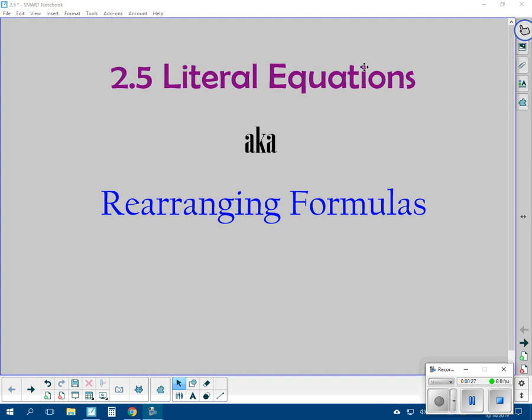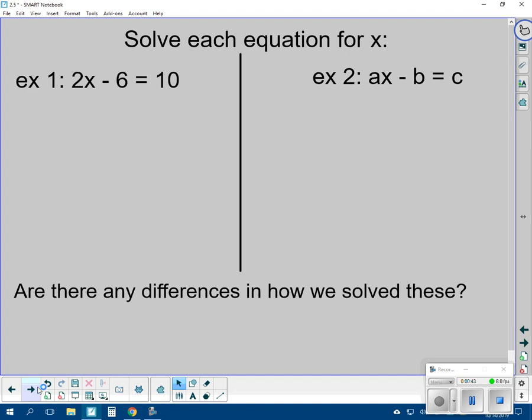All right, it is literal equations. Literal equations. It's basically rearranging formulas. Okay, so you're going to be solving equations, but they're going to look a little different in this section. Let's check one out. All right, number one, solve each equation for x.